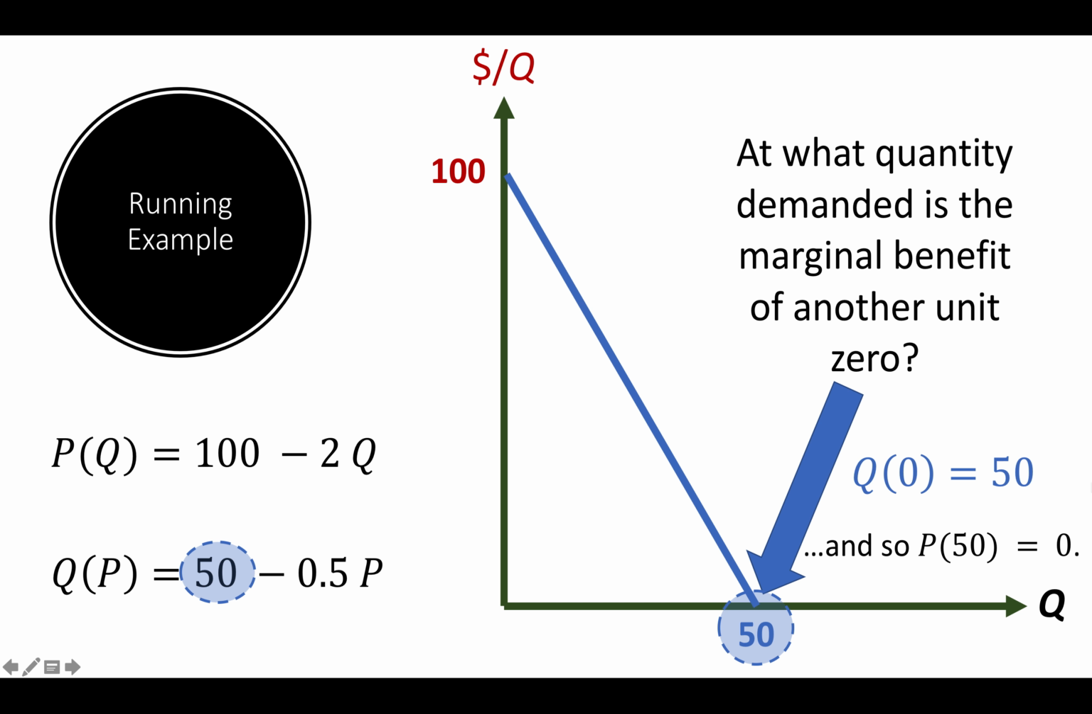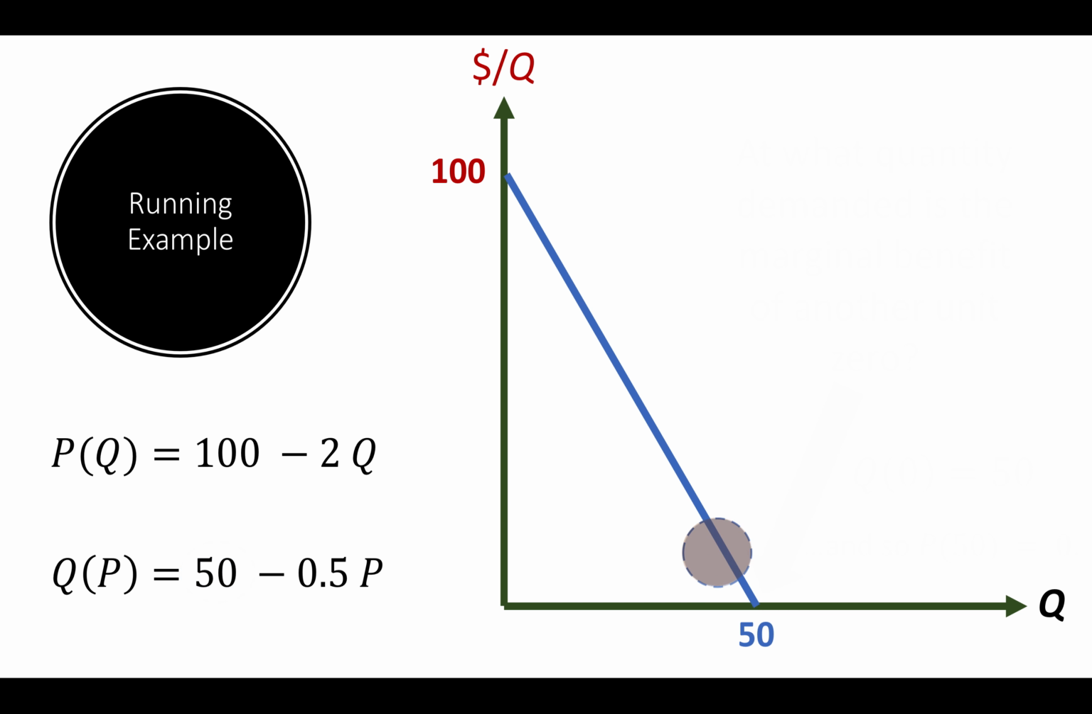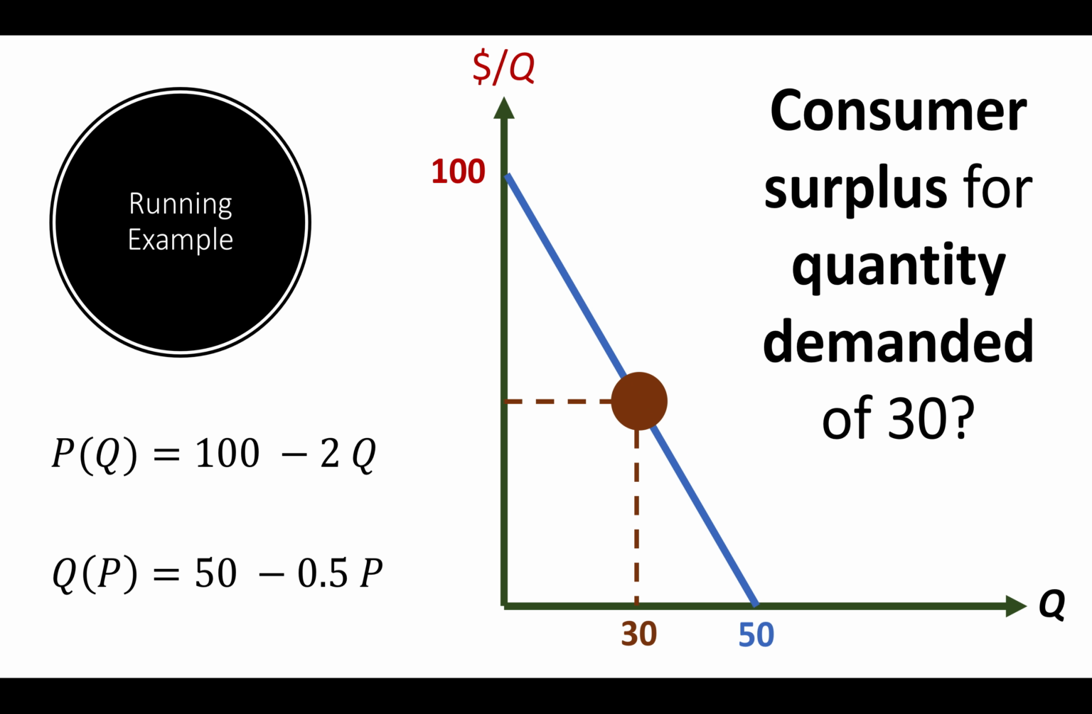And that's just what we're saying here. Q of 0 is equal to 50, and so P of 50 is equal to 0. The value I have for the 51st unit, or the just greater than 50th unit, is equal to 0. So again, when you think of demand functions, think of what value the items have for you.